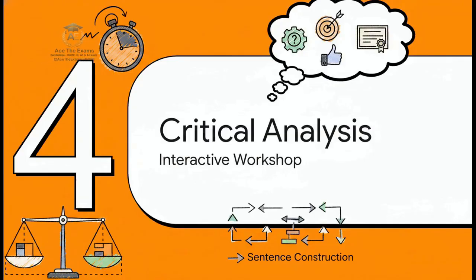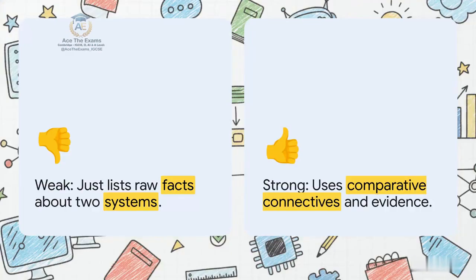Section 4, Critical Analysis Strategies. Consider this an interactive workshop. Let's look at a side-by-side comparison of 2 real-world styles of answering. I want you to see if you can spot the flaw. Look at the weak answer first. It just lists raw facts about 2 different security systems. It says, System A uses passwords. System B uses biometrics. That is a classic weak answer, right? It's just a disconnected list.